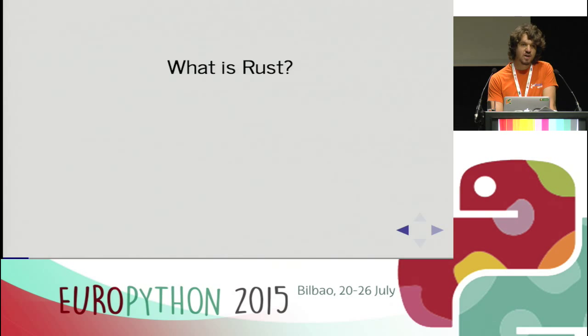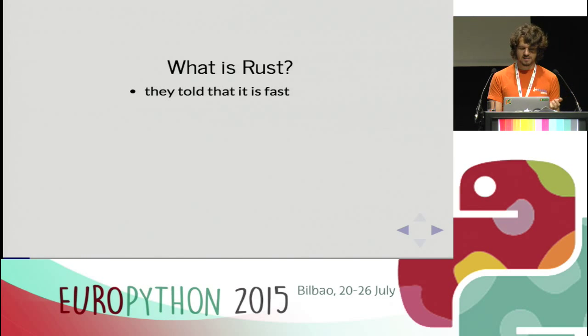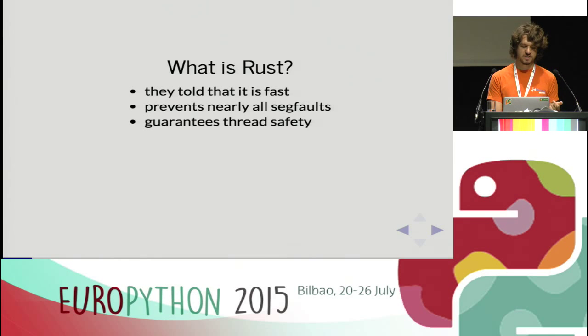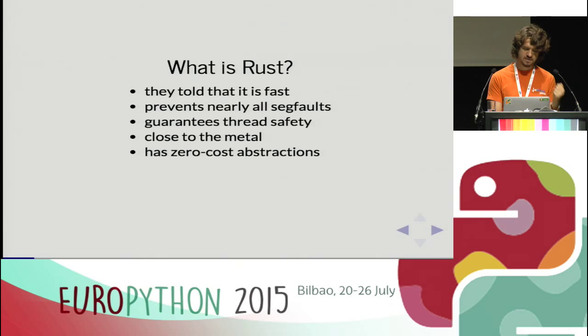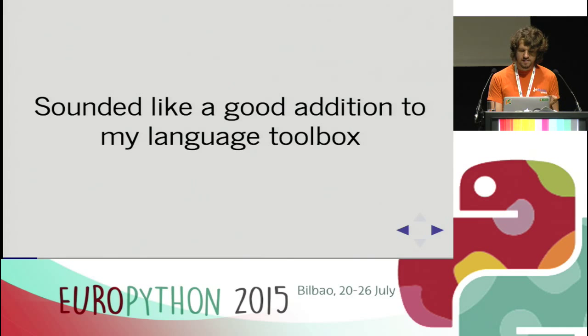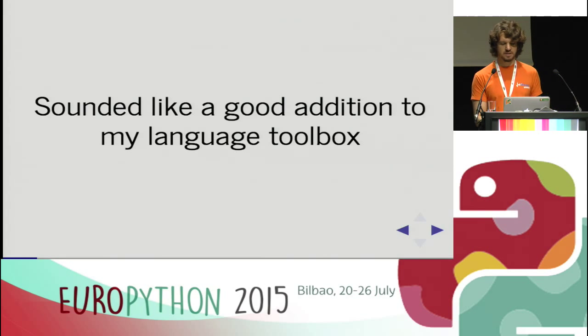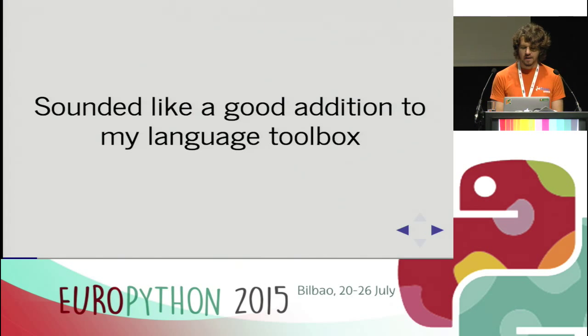So, what is Rust? What did I know about it when I started to learn it? What exactly captured my eye? They told that it is fast, prevents nearly all segfaults, guarantees thread safety, close to the metal, has zero cost abstractions, pattern matching, and type inference. And that sounded very cool. I thought it would be very interesting to learn it.